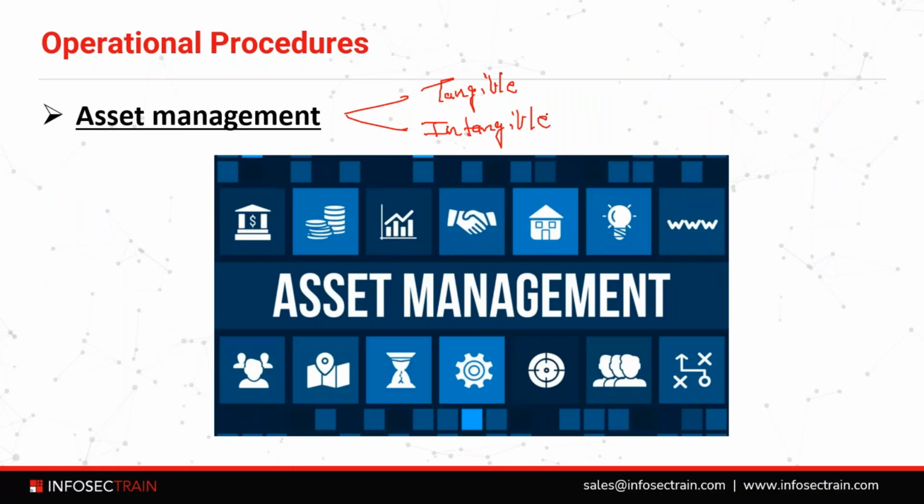Intellectual property, right? Software licenses. You cannot touch or feel them, but if it's stolen, then that will be a problem for your organization, right? So asset management uses a catalog of hardware and software to implement lifecycle policies and procedures for provisioning, maintaining, and decommissioning all the systems that underpin the IT services.